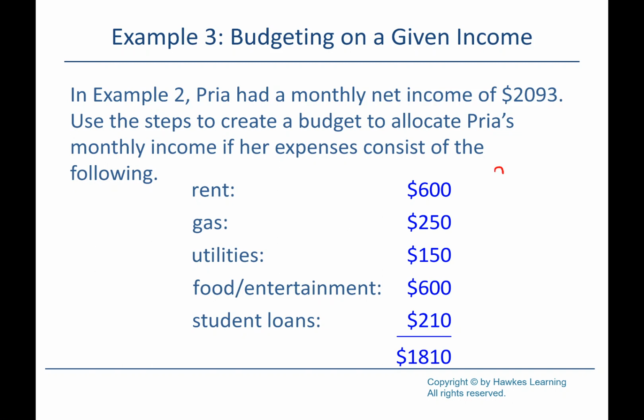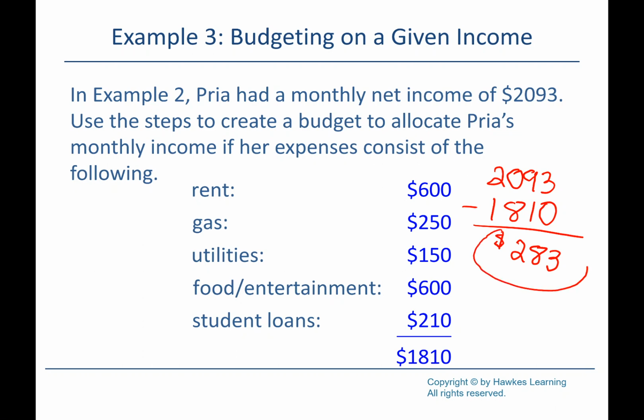We need to take our 2093 minus 1810 that we have to pay in bills. That leaves us $283 left over outside of the budget. So that would be this step.